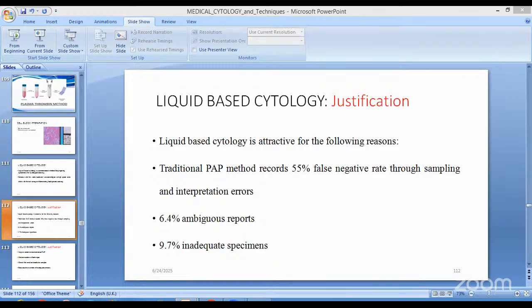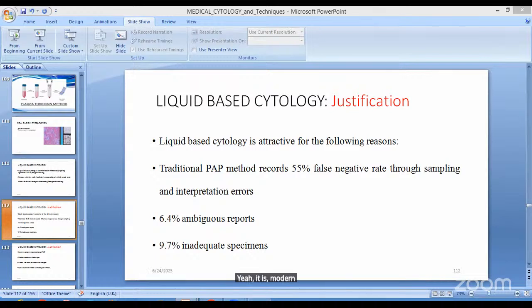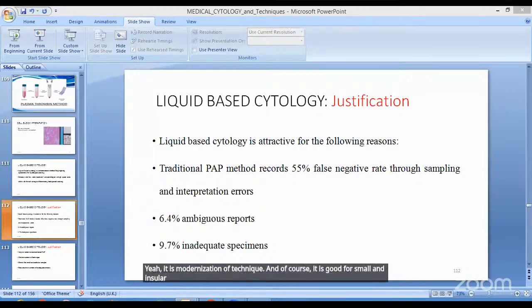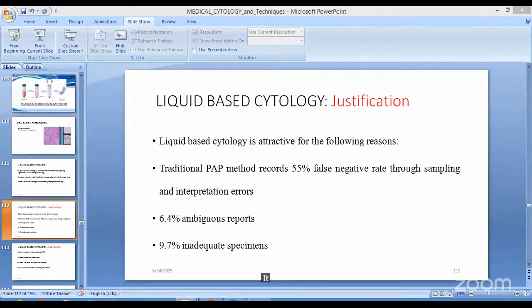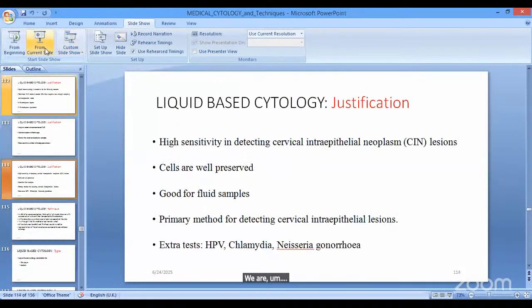9.7% are inadequate specimens. So when liquid-based cytology is applied, there's improvement on conventional PAP. There is modernization of technique. And of course, it is good for small and acellular samples. It reduces the number of inadequate smears. So these are good justifications whereby liquid-based cytology will be applied.